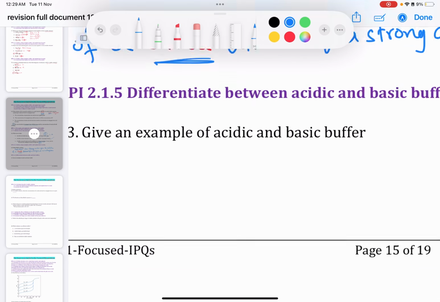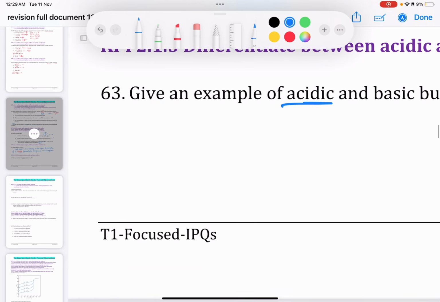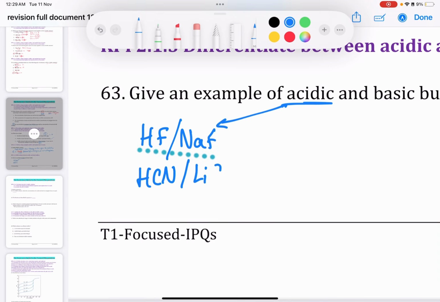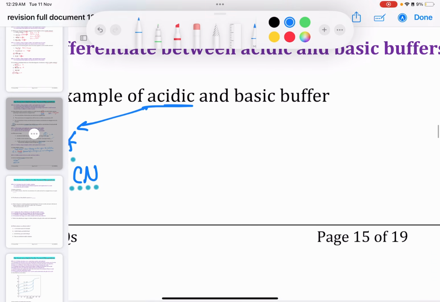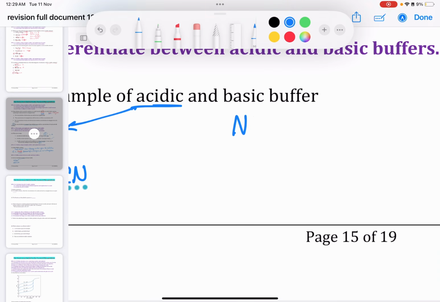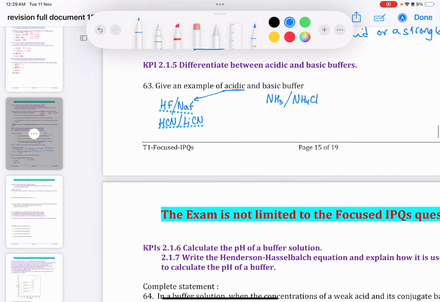Give an example of an acidic and basic buffer. The best example, for example, of an acidic buffer, I can say HF mixed with NaF, HCN mixed with LiCN. Just keep the simple ones. Basic buffer, ammonia with ammonium chloride, for example. So that is a basic buffer.